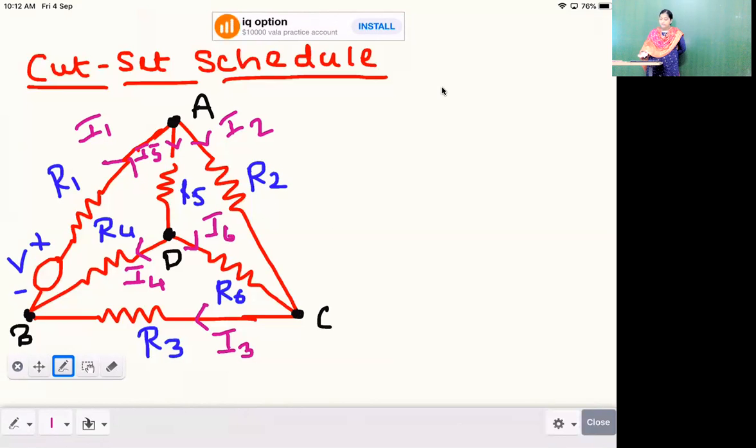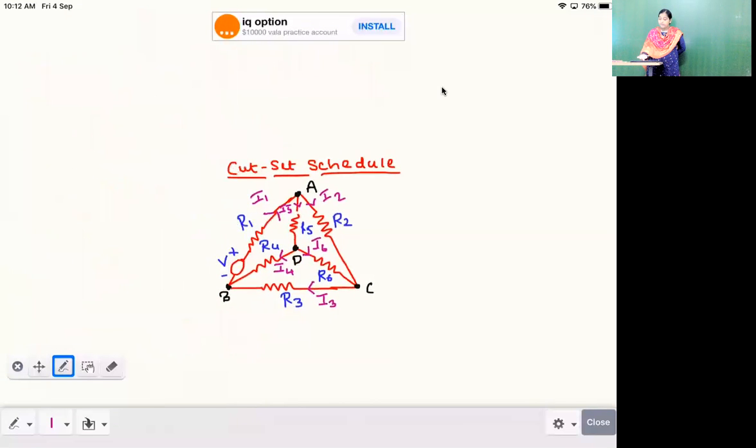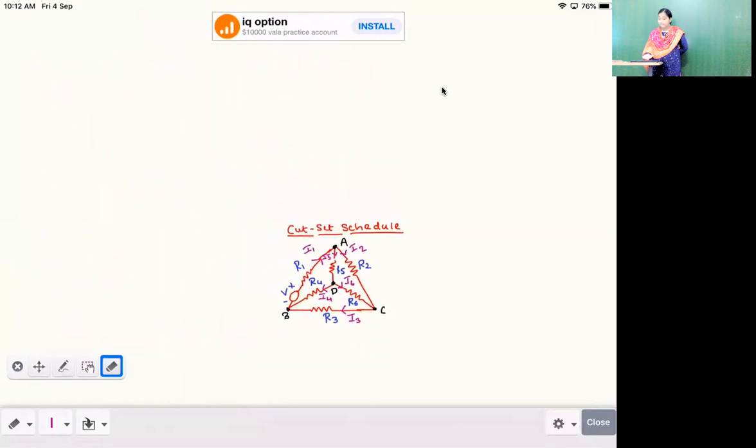Now after identifying all the branch currents, the next step is the same as what we did for the tie-set schedule. Now I am going to draw the graph. Let us draw the graph here.